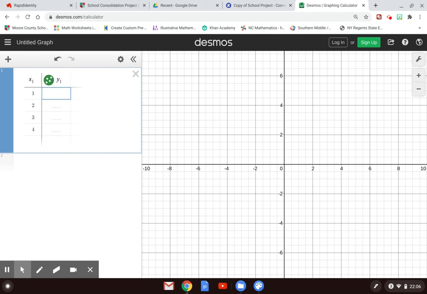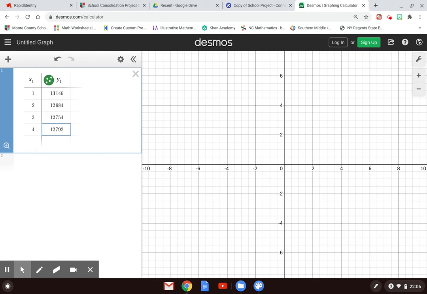And then for my y values, I'm going to input the enrollment numbers. So 13146, 12984, 12754, and 12792. Okay, so that's what your table looks like.